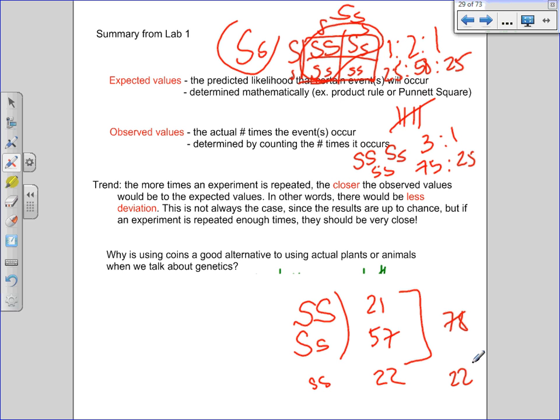Okay, this would make more sense if I actually had the lab sheet to show you. So you might want to get someone to show you their lab sheet. But basically, the whole gist of Lab 20 was to get you to realize that the more times the experiment is repeated, the closer the observed values are going to be to what was expected or shown mathematically. Okay, expected values are ones that are determined mathematically using the product rule or the Punnett square.